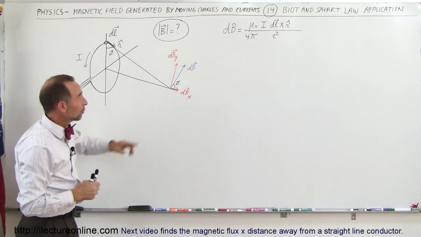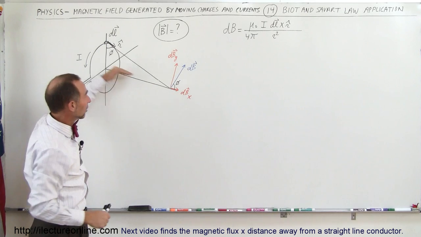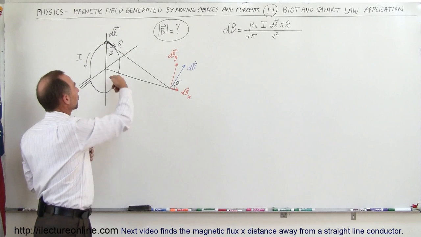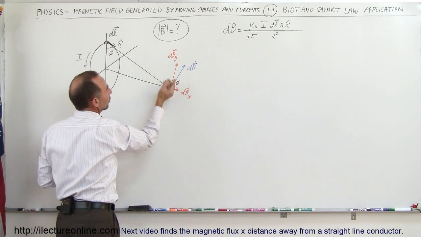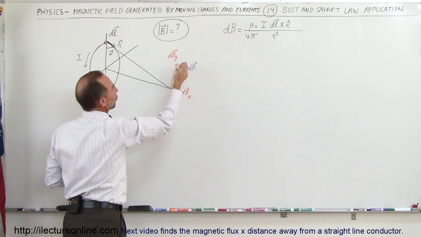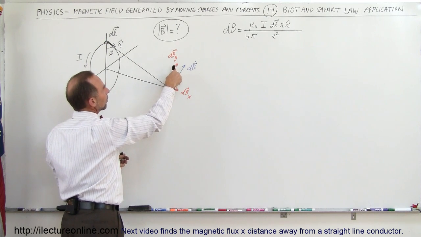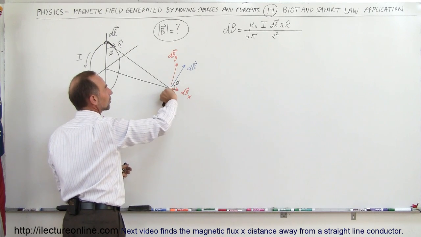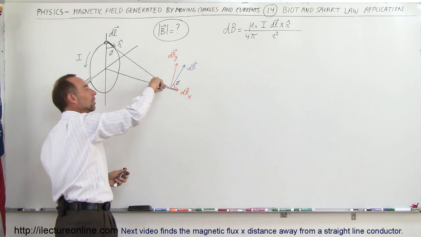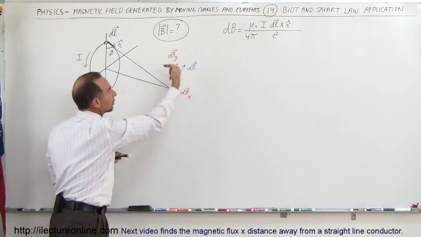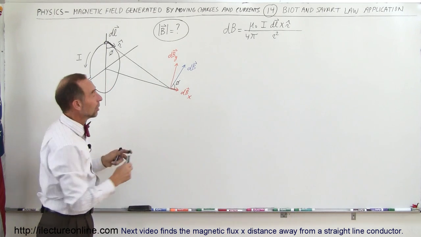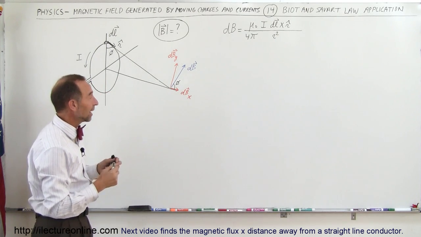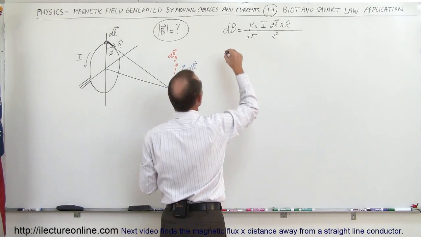Really what we want to do is find the dB in the x direction, the direction outward like this, because the dB in the y direction, when you add them all up for a complete circle, will cancel. As you go around the circle, this will continue to turn all the way around. For every one sticking up this way, there'll be one going the other way. So when you add up all the dB in the y direction, they simply cancel each other out. We just want to add up the dB in the x direction only, which means we have to find an expression for dB in the x direction.